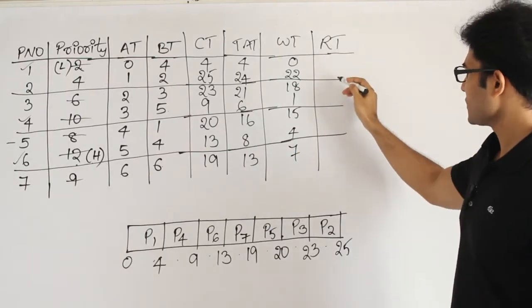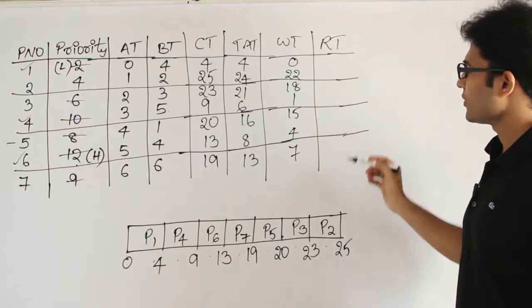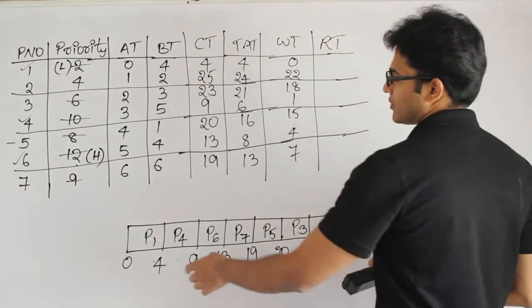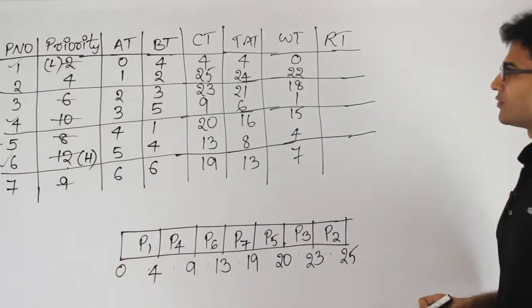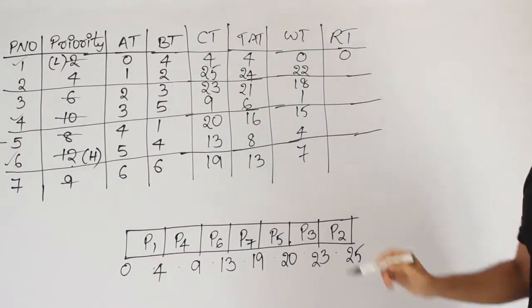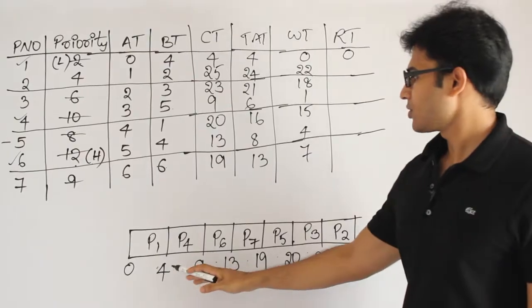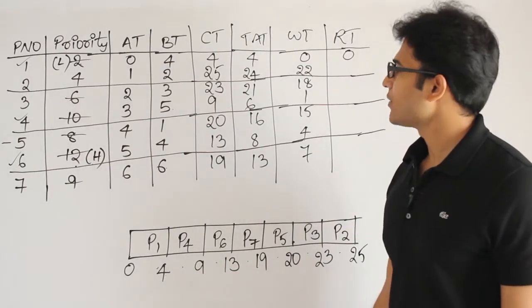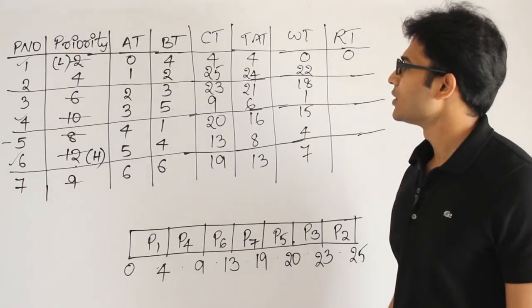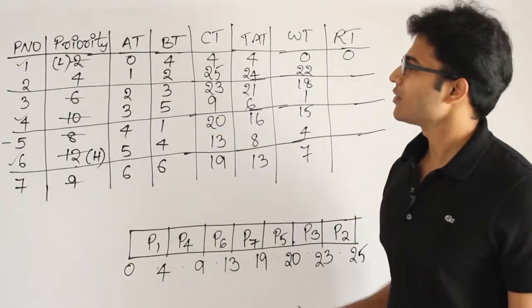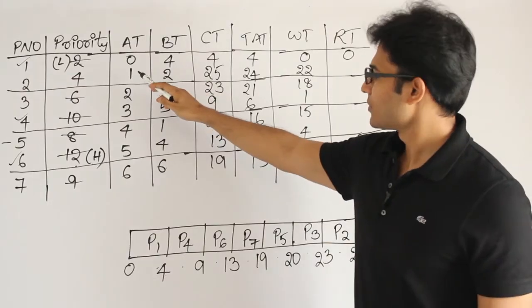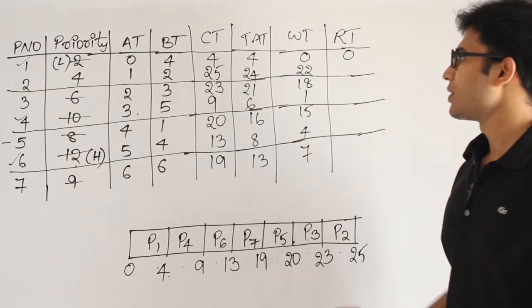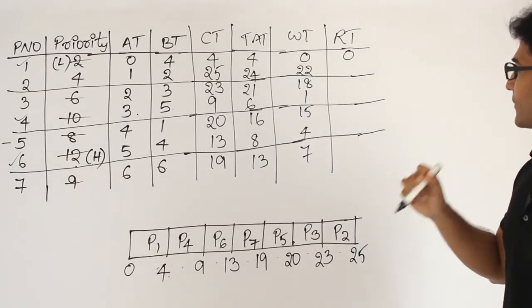And what is response time? Response time is when it got initially scheduled for the first time, compared to when it arrived. P1 got scheduled at 1 and it arrived at 0, therefore its response time is 0. It didn't wait for any time, right? And then P4 arrived at 3 and it got first scheduled at 4, therefore it is 1.